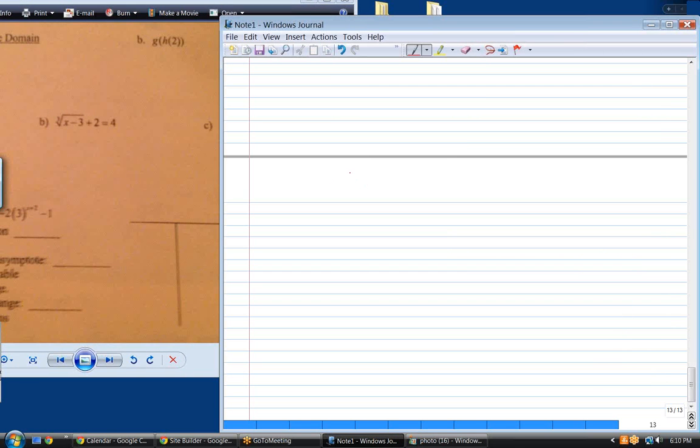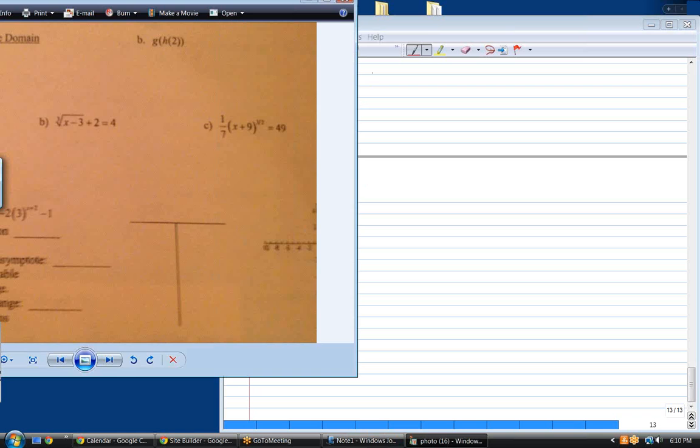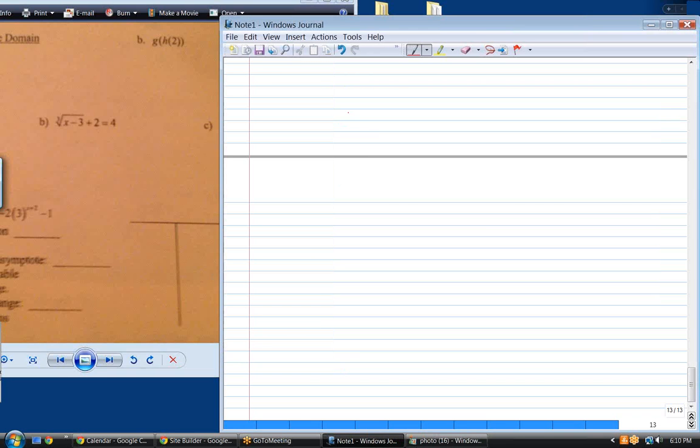Let's look at a cubic. We've got the cube root of x minus 3, plus 2, equals 4. First step? Not yet. Isolate the radical before you cube both sides. So just minus 2. Notice what happens if I try to cube it without moving the 2 over.